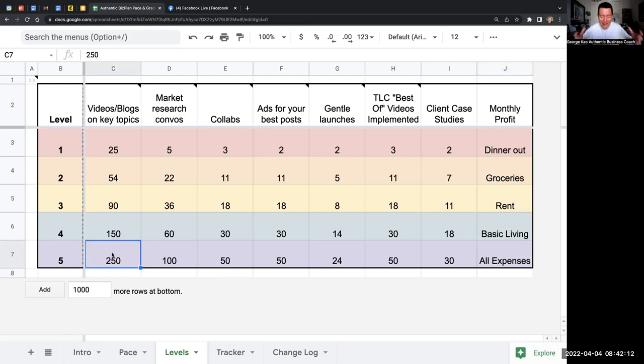Like I said, this is not a magical number. I'm just giving you something to work towards. For some of you, it might even be 100. Some of you might be 500 or 750. I don't know. It depends on how well you do your content. And I talk all about that in other places.